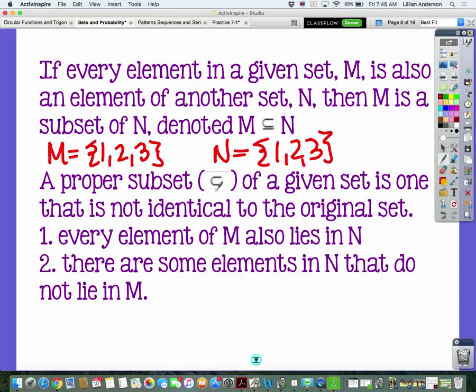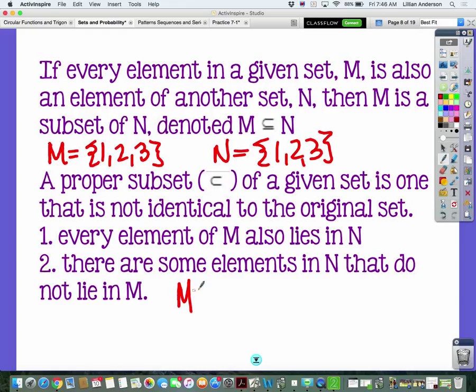Now a proper subset, which is just the elongated C without the bar underneath it, of a given set is one that is not identical to the original set. So a proper subset would not be two sets that are identical, okay? However, every element of one set would lie in the other, but only some of the elements in the other would not lie in the first.